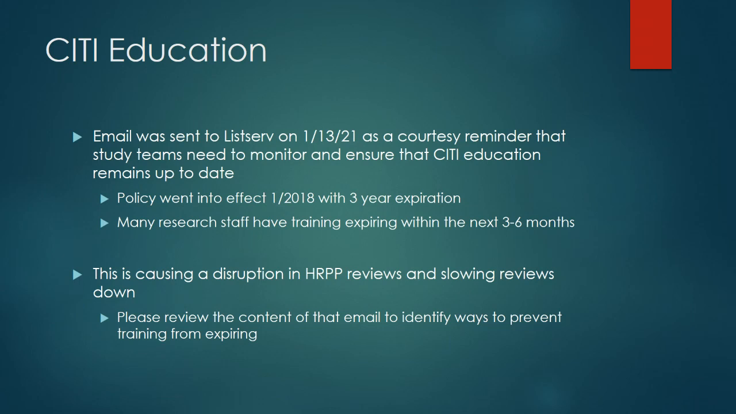So the problem is because we have that 3-year expiration and most people did their education recertifying in January or early 2018, we have a lot of research staff whose training is expiring within the next 3 to 6 months. That is causing a big disruption in our pre-reviews, the IRB reviews, and it's slowing reviews down.